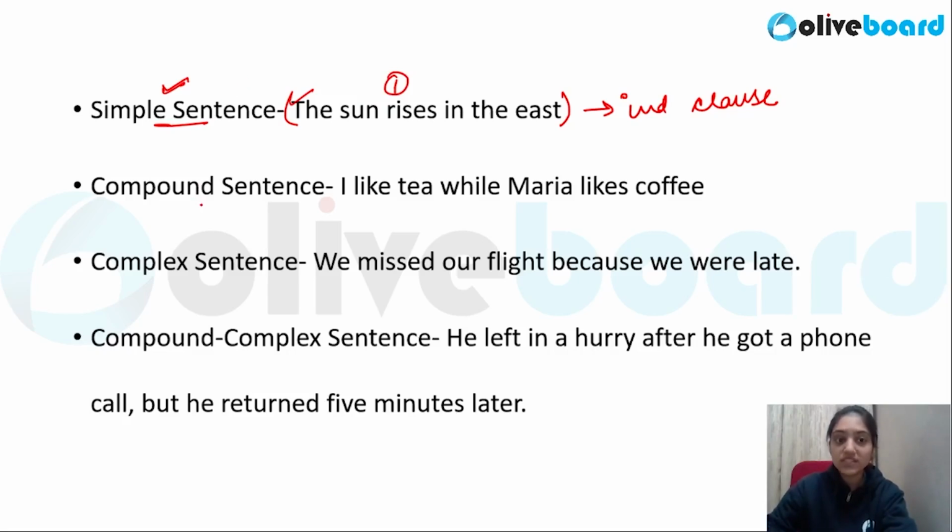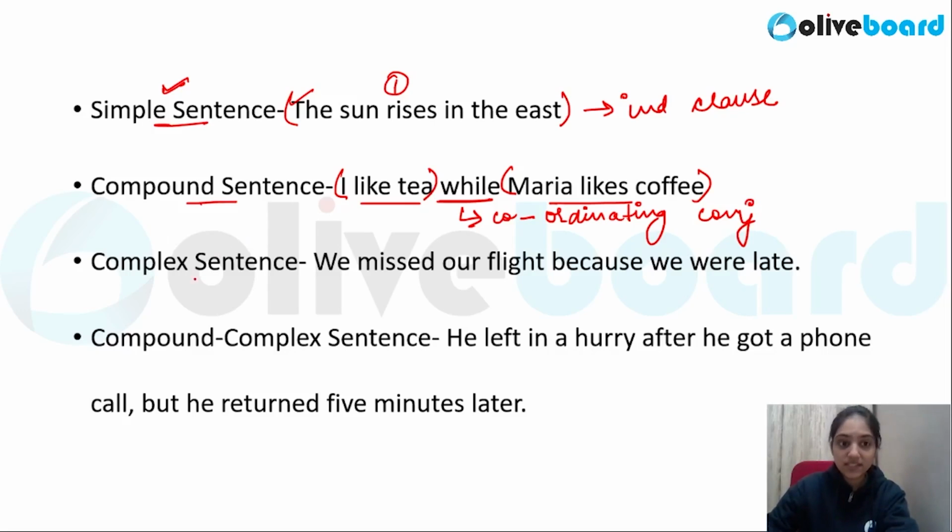Now moving on to the second type, the compound sentence. In this case, you will have two independent clauses. How? These two independent clauses express two individual thoughts, right? I like tea, Maria likes coffee. Now these two independent clauses are being joined by a connector or by a conjunction, while. This while here is the coordinating conjunction. The fact that it connects two independent clauses, it is called a coordinating conjunction. Now, there are other coordinating conjunctions like and, but, or, for, or so.